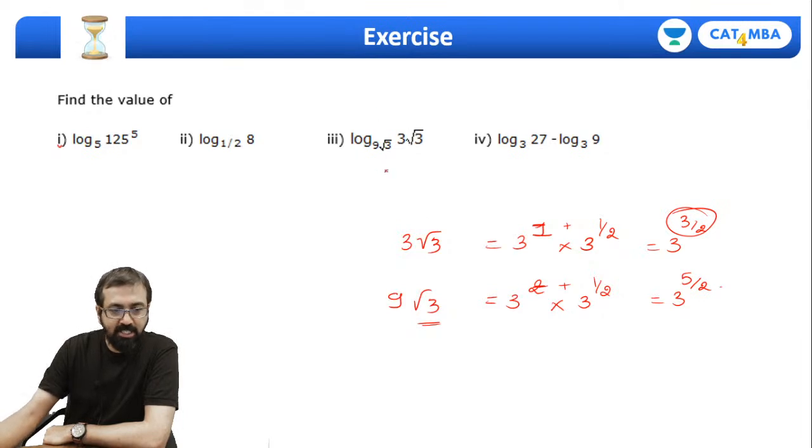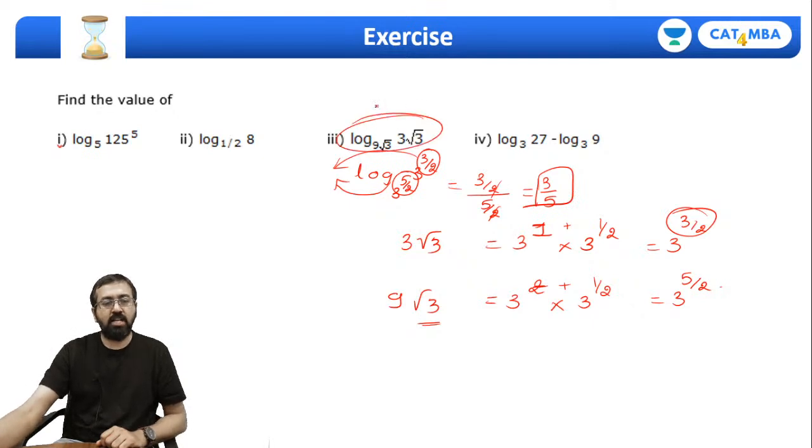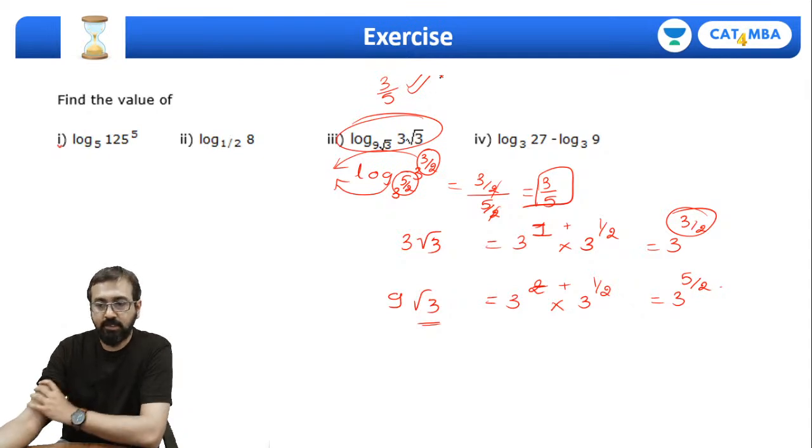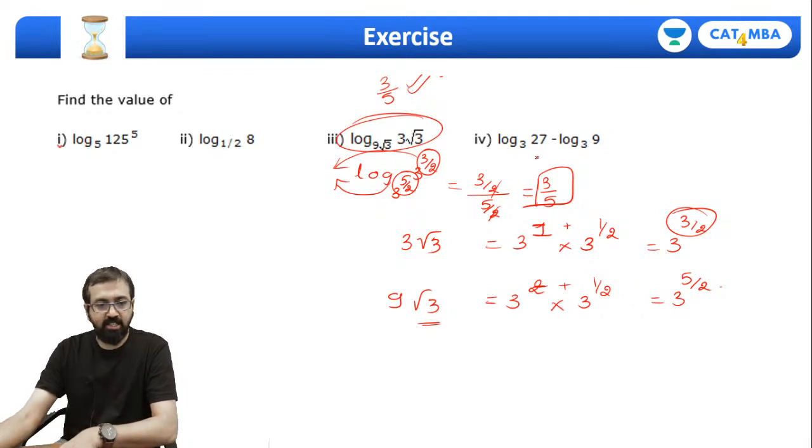So this will be log of 3 raised to 3 by 2 with the base 3 raised to 5 by 2. Now this power, bring it to the multiplication, place it in the division. So it will be 3 by 2 upon 5 by 2. This 2 will get cancelled off and your result will be 3 by 5. That's the answer for this question. So the answer for this one is 3 by 5. That's cool. Now let's look at the fourth one.